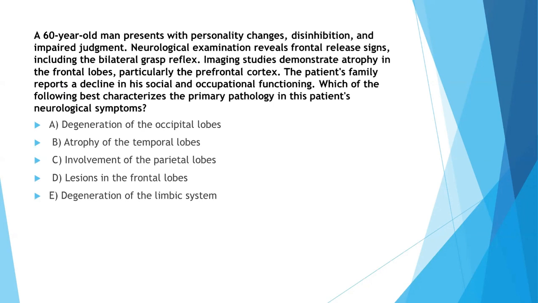Which of the following best characterizes the primary pathology in this patient's neurological symptoms? Degeneration of the occipital lobes, atrophy of the temporal lobes, involvement of the parietal lobes, lesions in the frontal lobes, or degeneration of the limbic system.